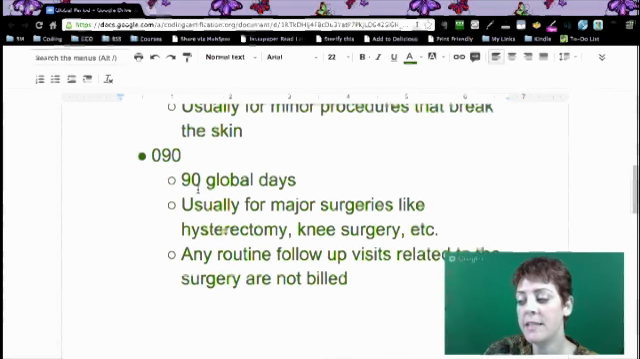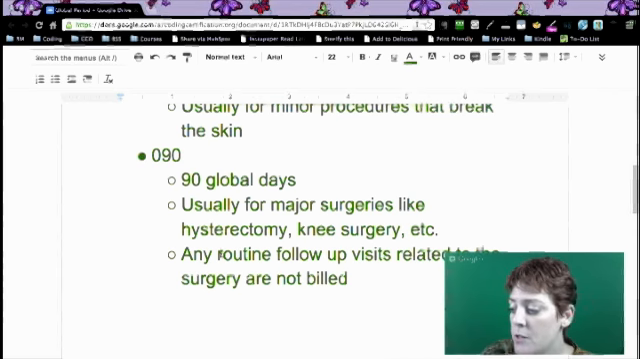And your 090, that's 90 days, 3 months of follow-up visits bundled into the surgery code. So if there was a hysterectomy or a knee surgery or something major, and they have a typical protocol of when they want the patient to come in for routine follow-up, it can be 10 days, 30 days, 45 days. Anytime they're seen, it's done like a normal office visit, but they don't bill an E&M code because it's bundled in.